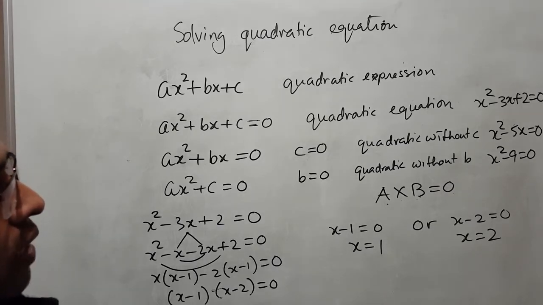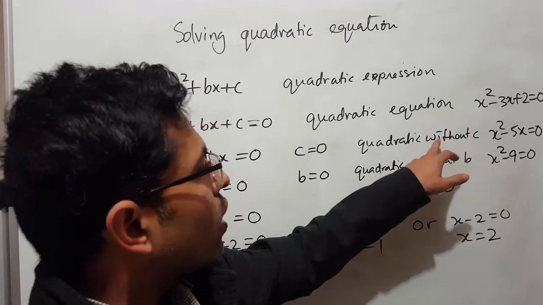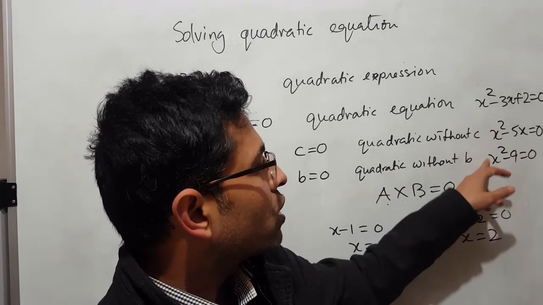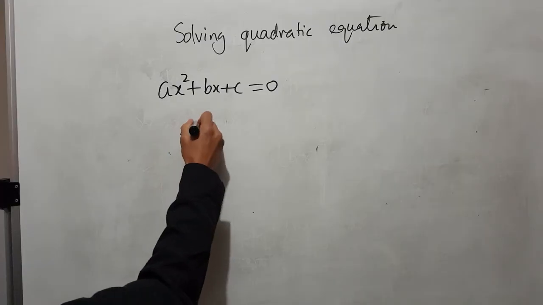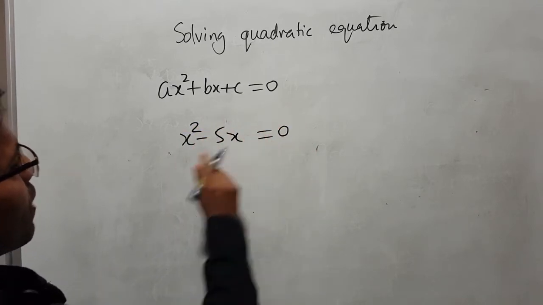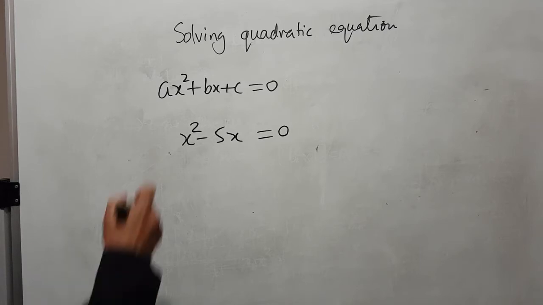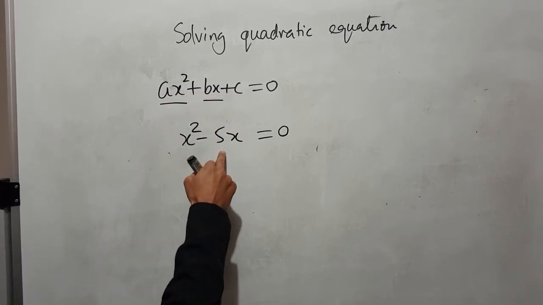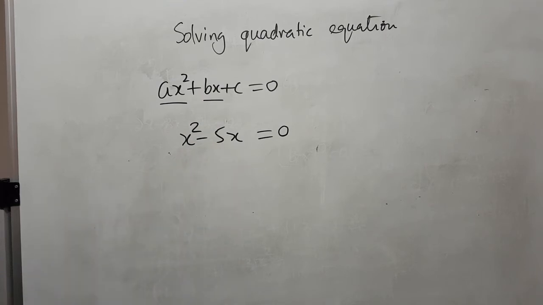Let's start with doing two other types of quadratic, one quadratic without c and then a quadratic without b. So we are trying to solve these two. Okay, now if it is x square minus 5x, we don't have any constant. We have only this part and this part, right? We have x square and we have x. We have the linear term and the quadratic term.